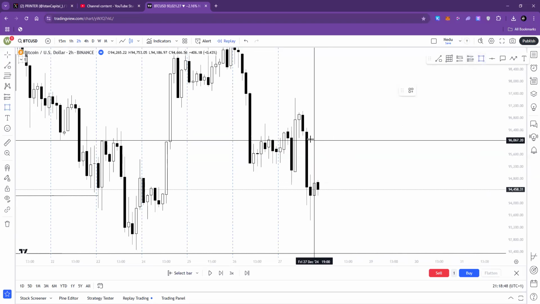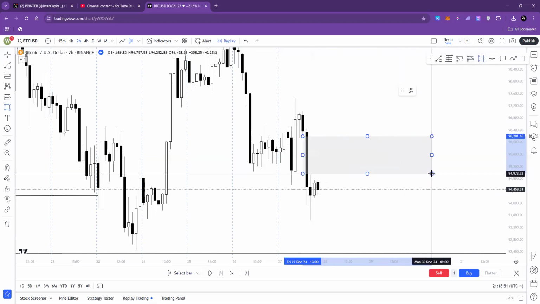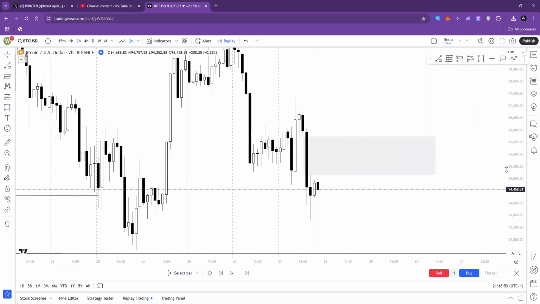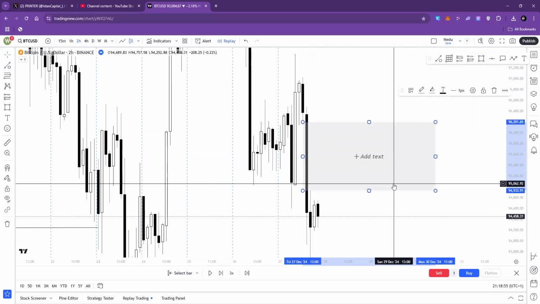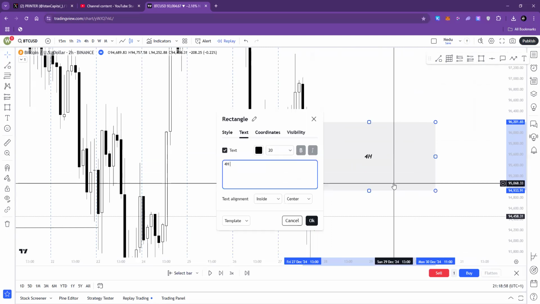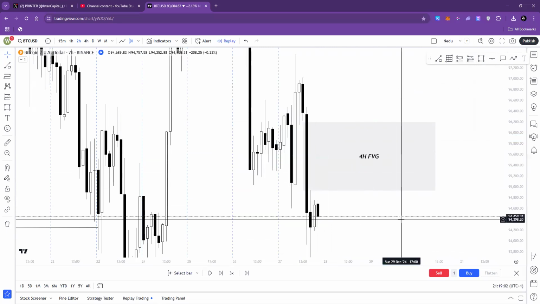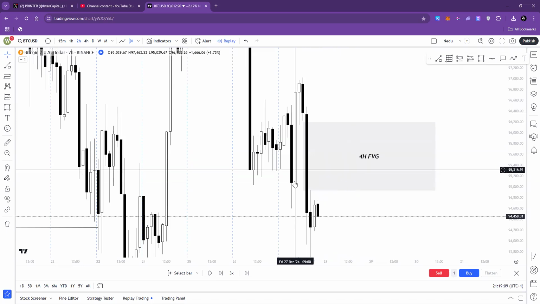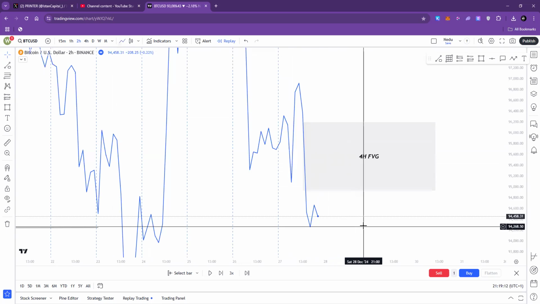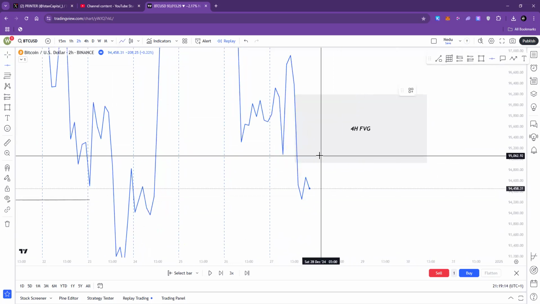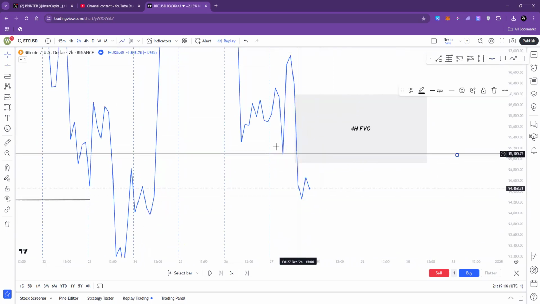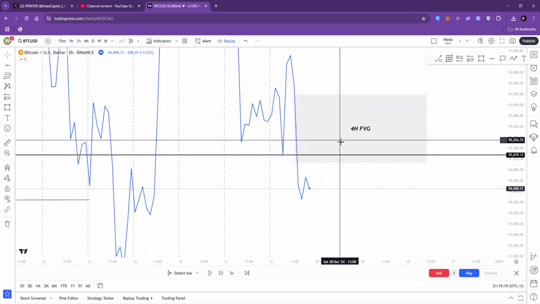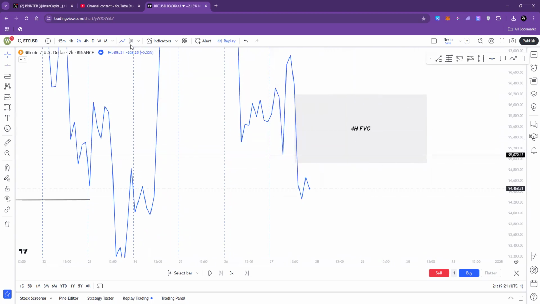And you can spot out easily this fair value gap right here. This is a 4 hour fair value gap zone. This is an area of interest where you should be looking to take action from. Number two, I go to the line chart and see this is my key level, an area where I'm looking to sell from. And that key level is inside a 4-hour fair value gap.